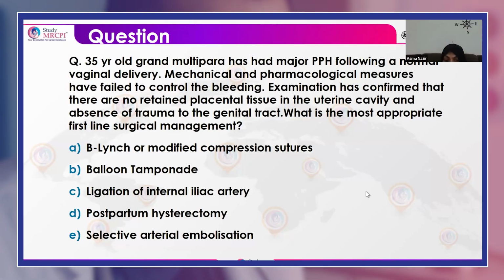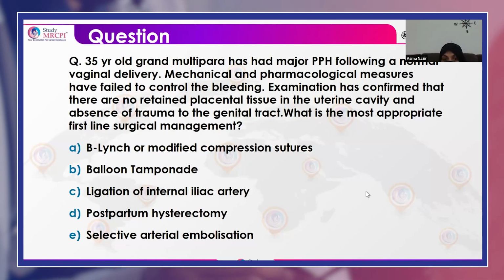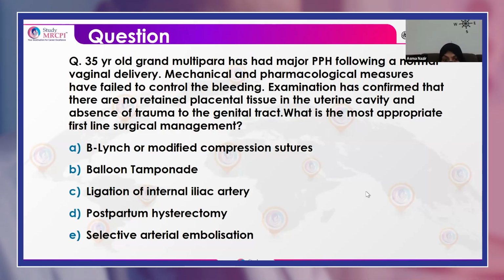Is it option A, B-Lynch or modified compression sutures, balloon tamponade, ligation of the internal iliac artery, postpartum hysterectomy, or selective arterial embolization?